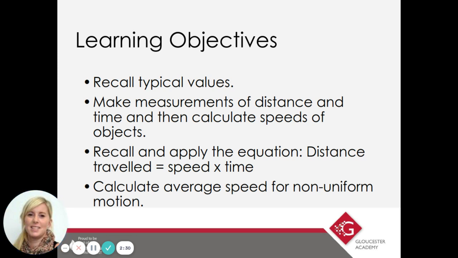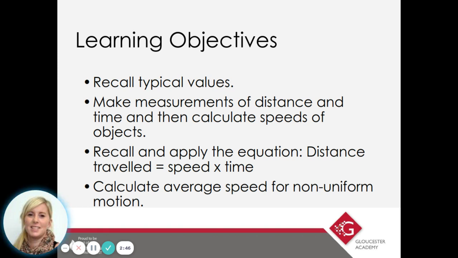And today we need to recall those typical values. So we've just done that then. So for walking, running and cycling, 1.5, 3 and 6. So they double up each time if you notice. We need to make measurements of distance and time and then calculate speeds of objects.